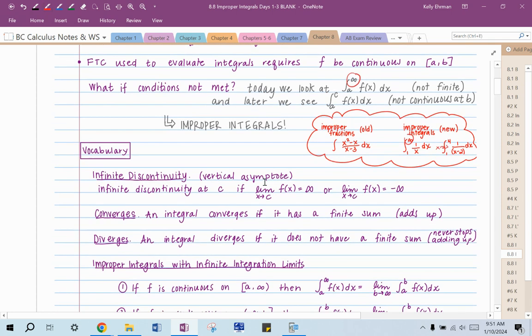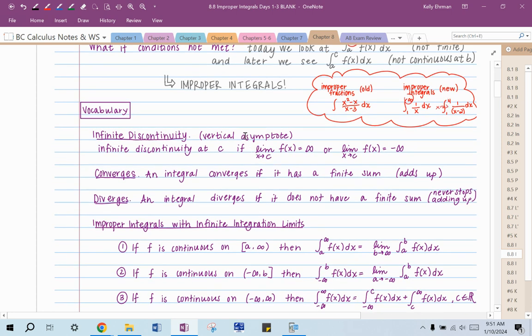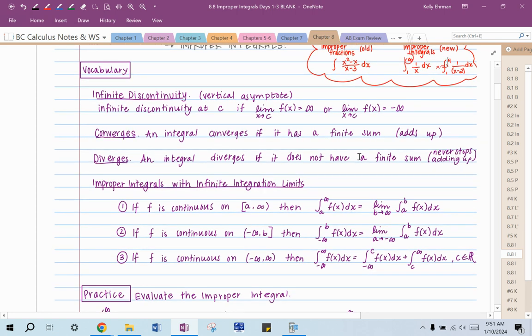All right, so some vocab. An infinite discontinuity, which again, more on this later, would be where f of x may have a vertical asymptote or some sort of undefined place. So the limit as x approaches c, whether it's from the left or the right, could equal positive or negative infinity. What we will be doing today is evaluating integrals and determining whether they converge or diverge.